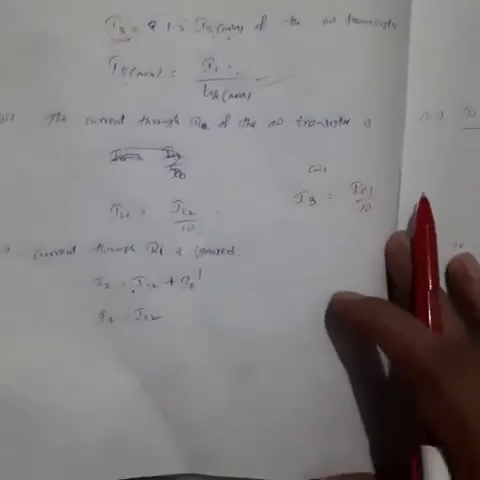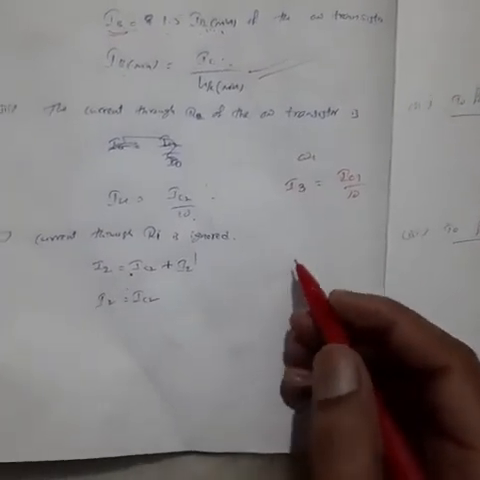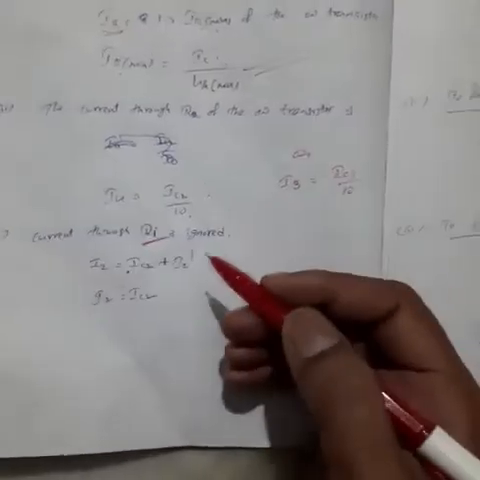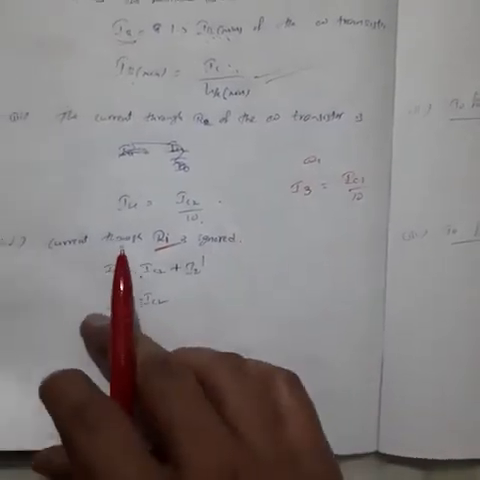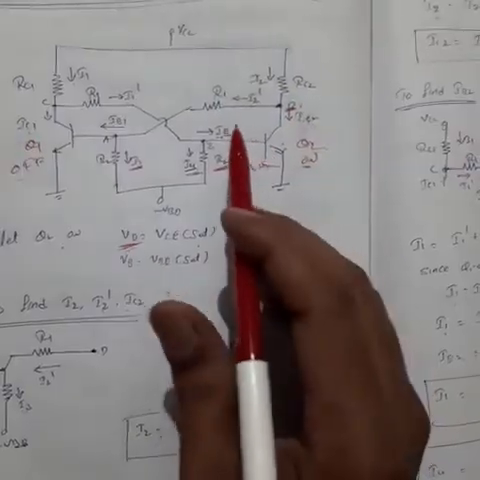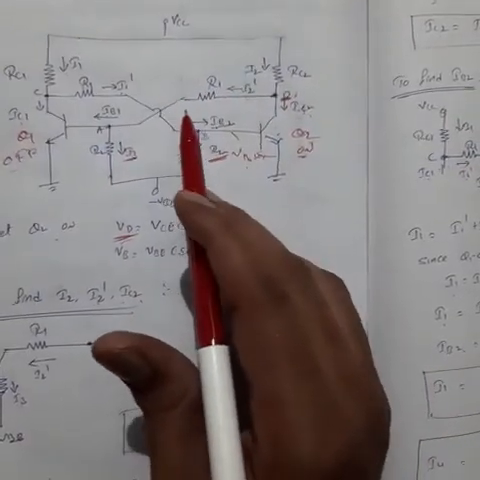Next, current through the resistor R1 is ignored.